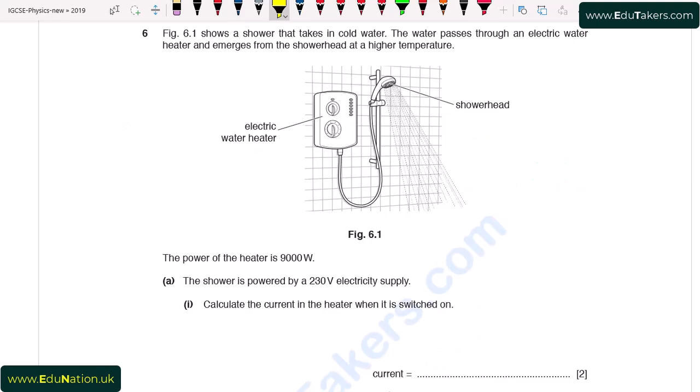Question number 6. Figure 6.1 shows a shower that takes in cooled water. The water passes through an electric water heater and emerges from the shower head at a high temperature. The power of the heater is 900 watt. Part A. The shower is powered by a 230 volt electricity supply. Part 1. Calculate the current in the heater when it is switched on.